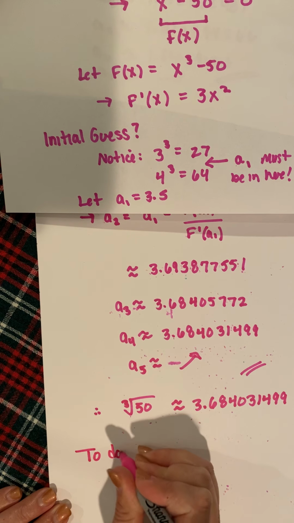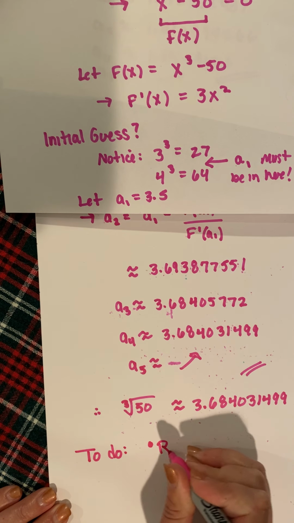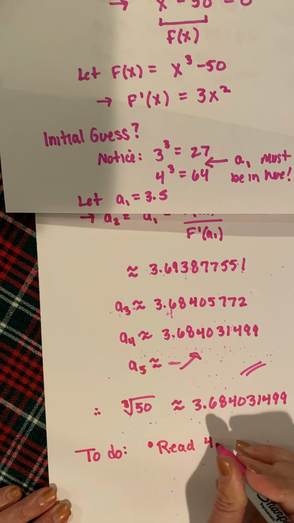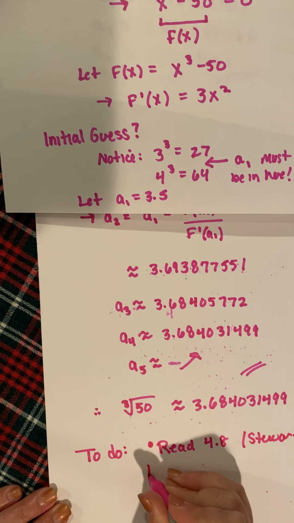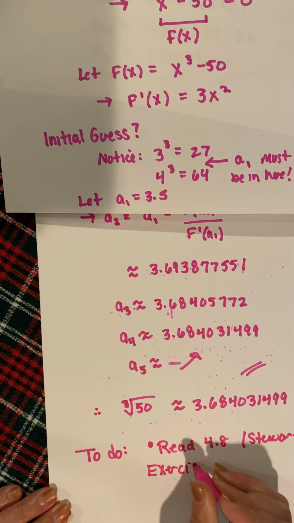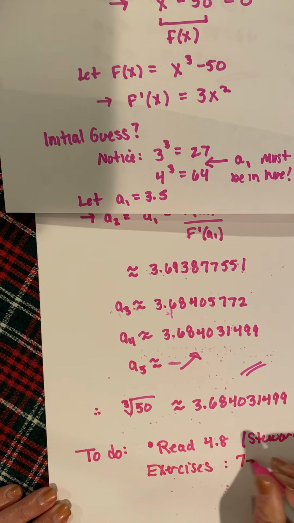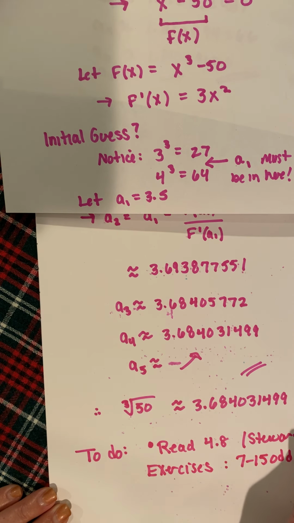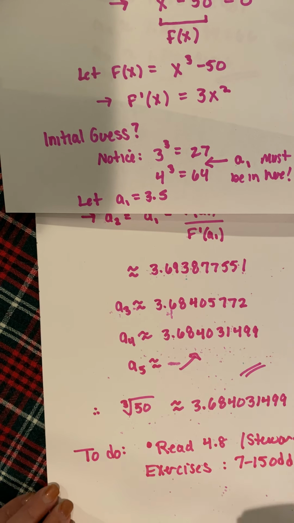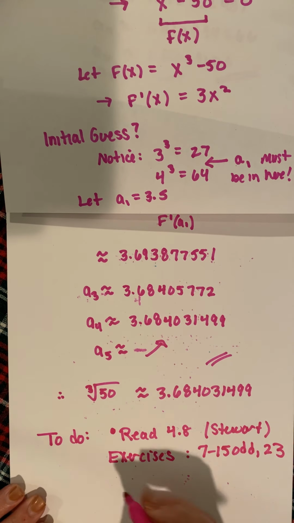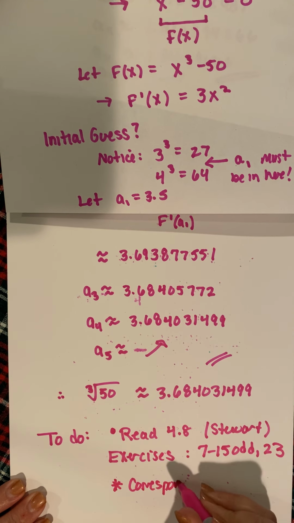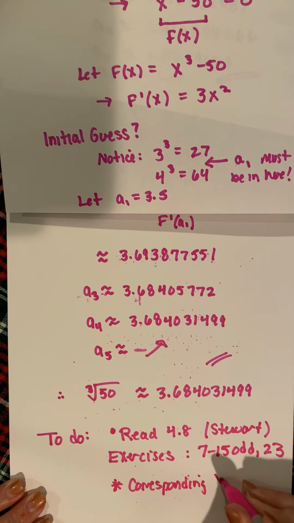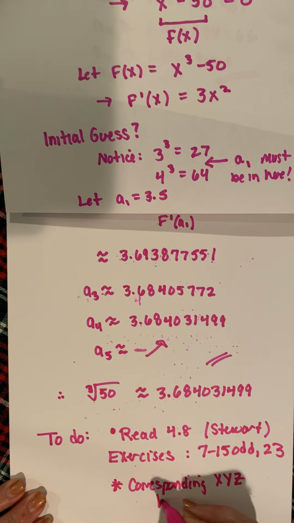To do in your text, read 4.8 in your textbook, which is Stewart. Exercises 7 to 15 odd and 23. And then you're going to do the corresponding XYZ homework.